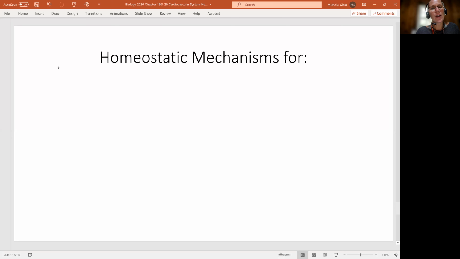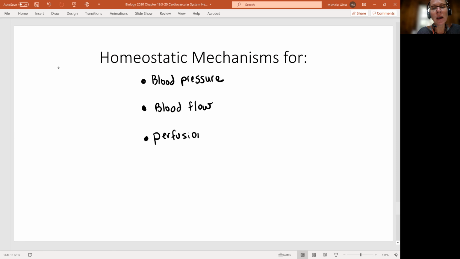We are ready to talk about the homeostatic regulations for the cardiovascular system. And when we talk about homeostatic regulations, we're talking about mechanisms of control for blood pressure. We're talking about homeostatic mechanisms for blood flow. And we're talking about homeostatic mechanisms for perfusion, where perfusion, remember, is talking about movement of blood to your tissues. And so we can think here to like distribution.